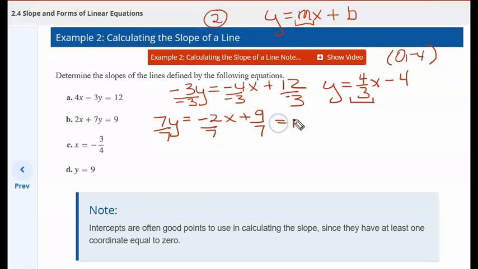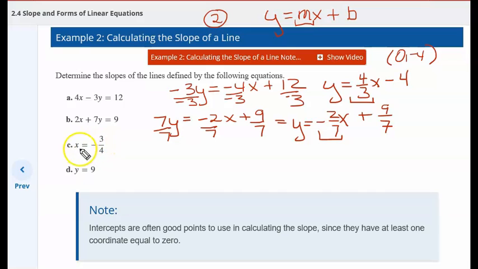We now get y equals negative 2/7 x plus 9/7. So our slope in the b equation here is negative 2/7.